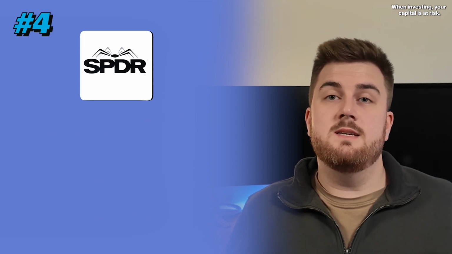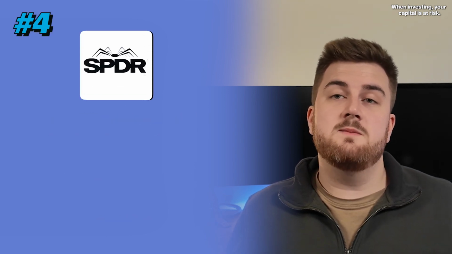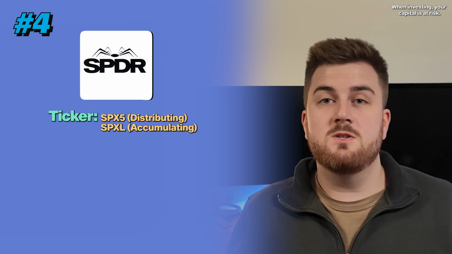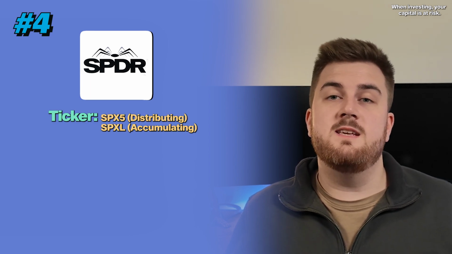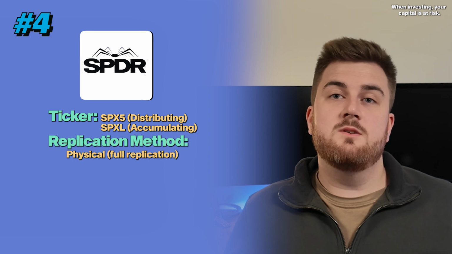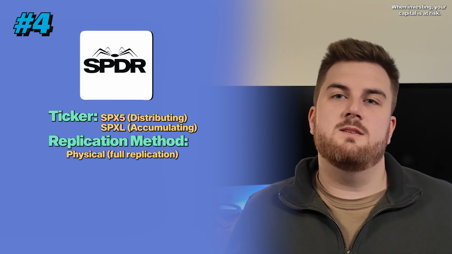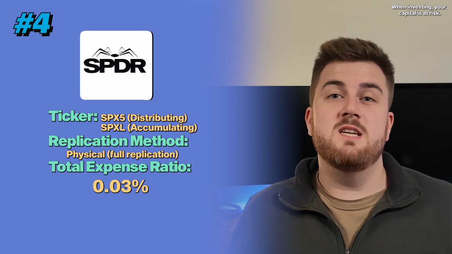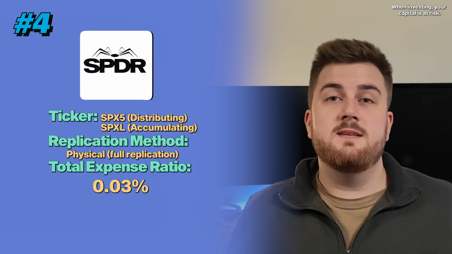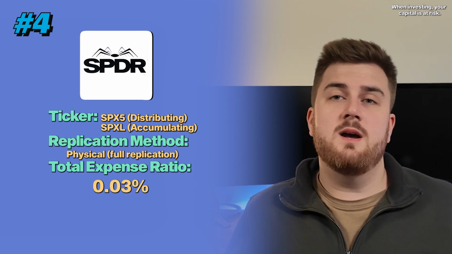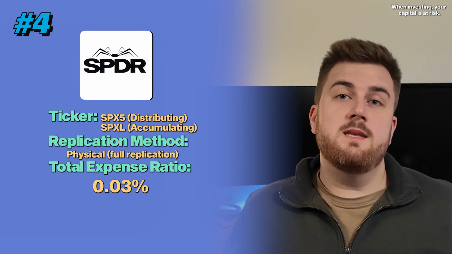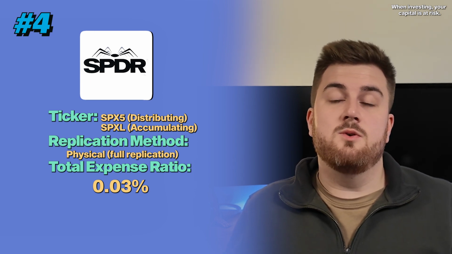Last, but certainly not least, we have the SPDR S&P 500 UCITS ETF, ticker SPXL for the accumulation version or SPX5 for the distributing version. This one uses physical full replication like Vanguard and iShares. The big selling point here is the ultra-low total expense ratio of just 0.03%. That makes it the cheapest of the lot, and as far as I'm aware, it is the cheapest S&P 500 ETF for UCITS investors.